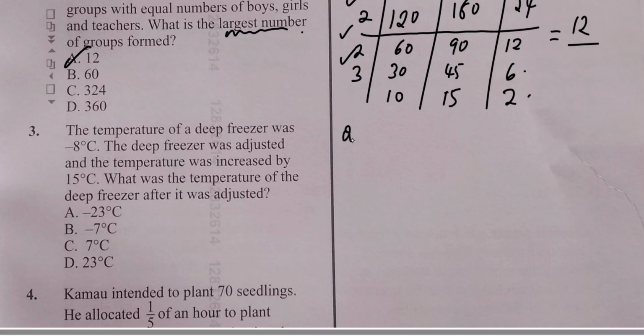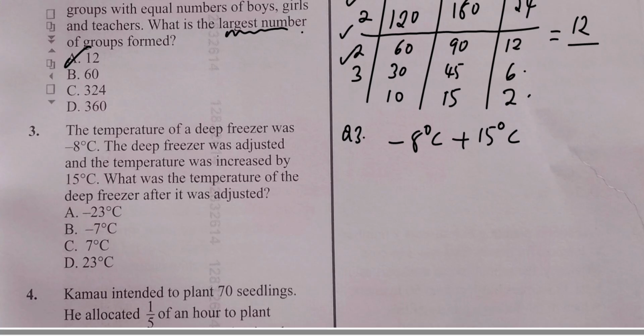Now as for question 3, let's read the question. It's more of integers. Question 3 asks about temperature. It says that the temperature of a deep freezer was -8 degrees Celsius. The deep freezer was adjusted, and the temperature was increased by 15 degrees Celsius. So they added 15 degrees Celsius to it. What was the temperature of the deep freezer after it was adjusted?